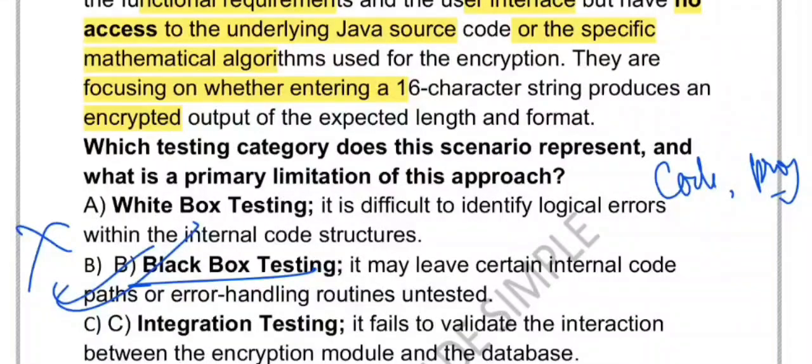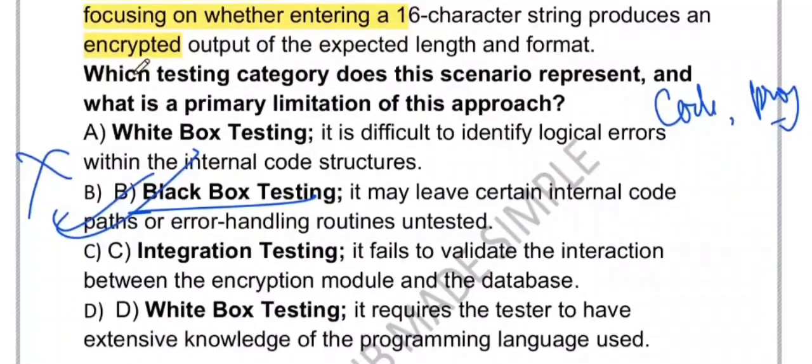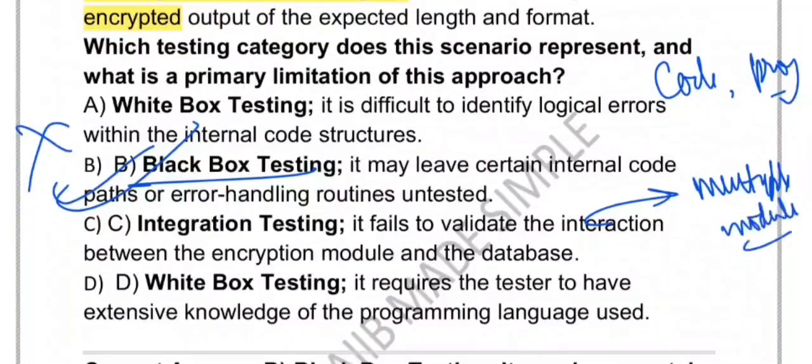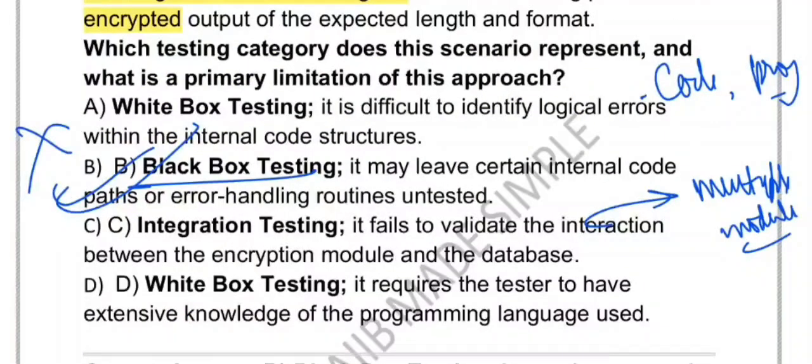What about option C? Option C mentions integration testing. What do you think about it? Is it a kind of integration testing? See, in integration testing, the focus is on the interaction between multiple modules. So we have multiple modules and we check the interaction between them. Is that happening here? The question is about testing one encryption module. In this question, we are testing only one encryption module. So this is not applicable. And what about white box testing? Again, it assumes access to the code.